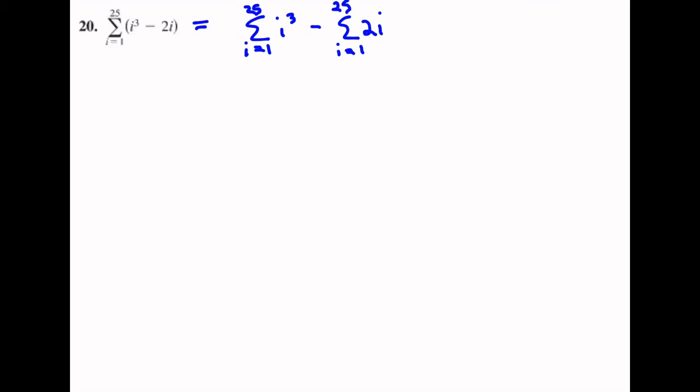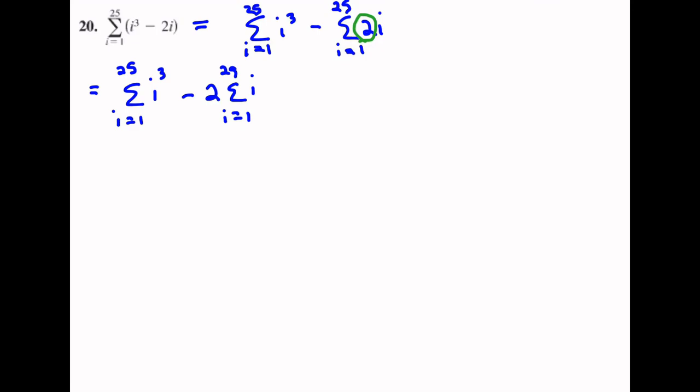Alright, next I'm going to use the first property on the second piece of this, where it says I can take the 2 because it's a coefficient, and I can pop it outside. So I'm going to say minus 2 times the sum of i. That says 25 up at the top for the upper bound.